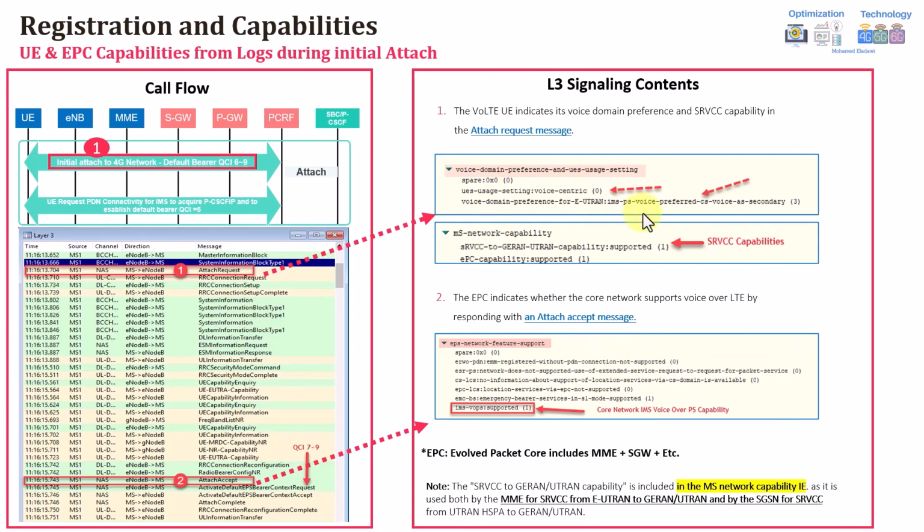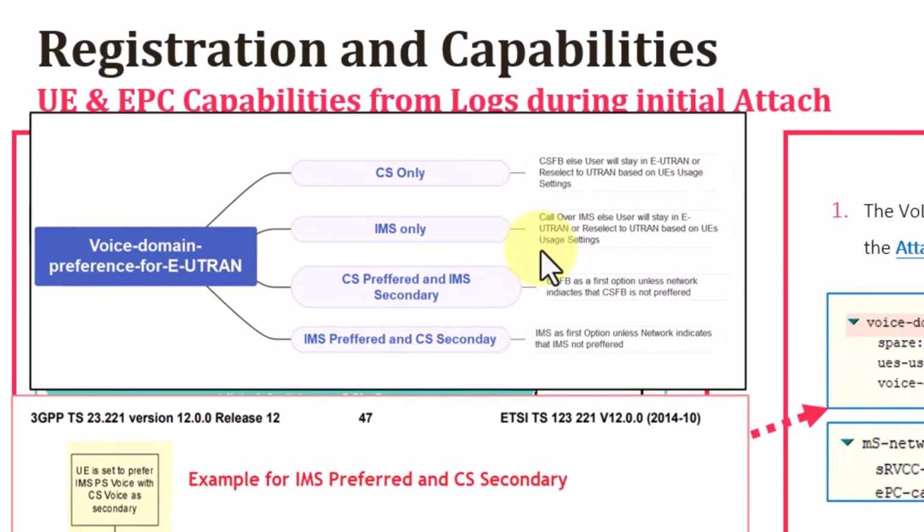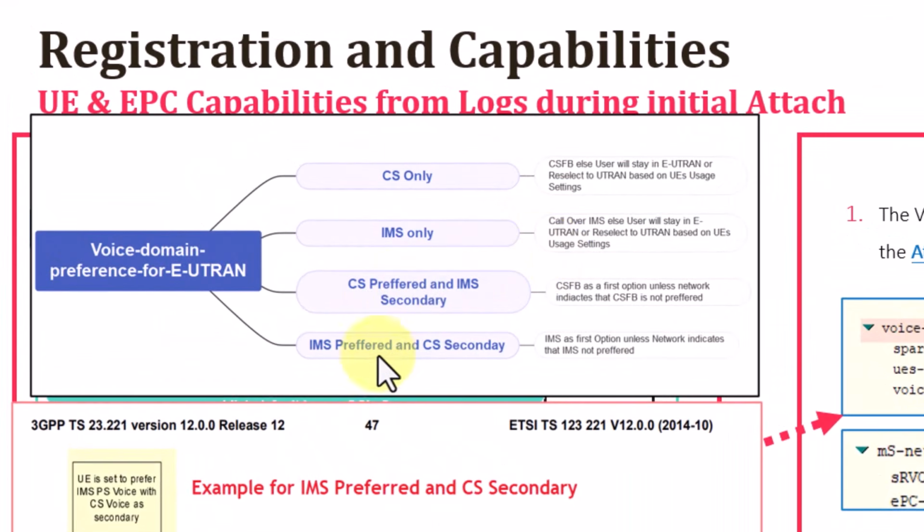So now let's explain in more detail what voice centric and IMS voice preferred mean. As you can see in the two figures on the left, the first one at the top left shows that the voice domain preferences can have four types, as I mentioned. It can be sent as CS only, IMS only, CS preferred with IMS secondary, or IMS preferred with CS secondary. And this is the one usually used for the VoLTE network or IMS. The first one, CS only, means CS fallback only. CS preferred means that CS fallback is preferred compared to IMS, and IMS preferred is the opposite way around.